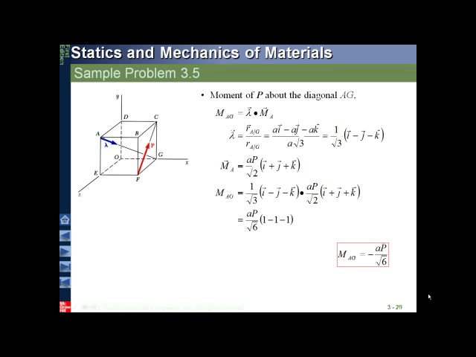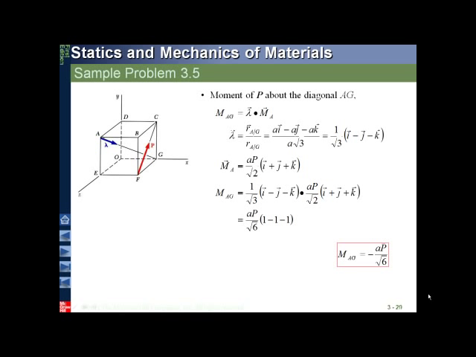So what we're going to do is take that unit lambda vector and dot product it with the moment at A. Now here, the moment at A, you can see that they've actually divided by square root of 2, so that's correct now. So we'll dot product between the lambda and MA to get MAG. Now again, i times i equals 1, i times j, i times k is 0, j times j is equal to 1, negative j times positive j is negative 1, and so on.